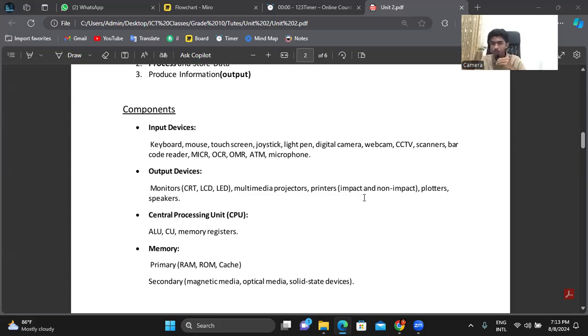Input devices are used to enter data into the system, and you must know at least three examples. You must know at least keyboard, mouse, and touchscreen. They are not going to ask you to write the input devices. They will ask the question as an MCQ type question.